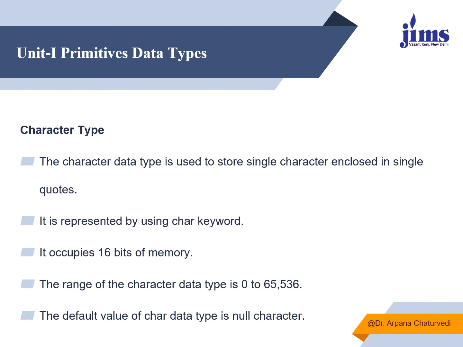Now next is character type. The character data type is used to store a single character which is enclosed within single quotes. It occupies 16 bits of memory. It ranges from 0 to 65,536. The keyword which we use to declare a character variable is char, and the default value which the character data type stores is the null character.